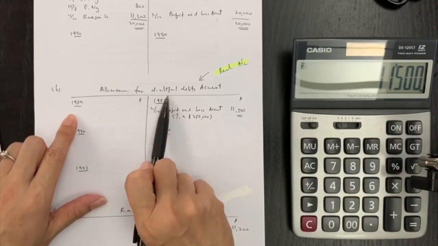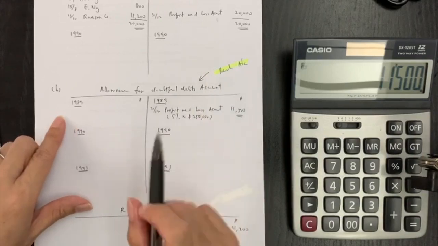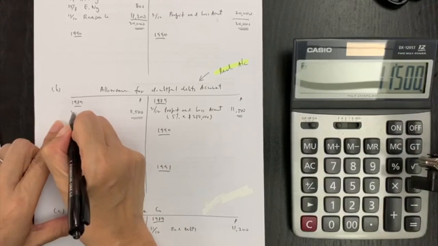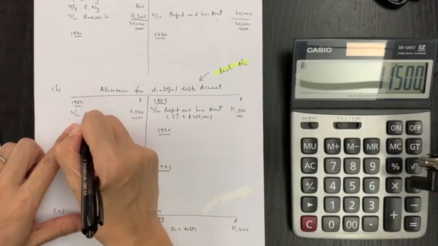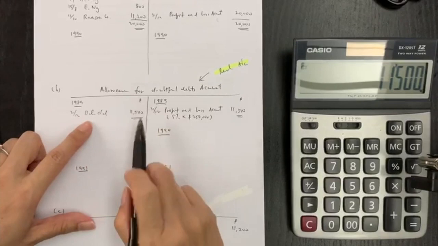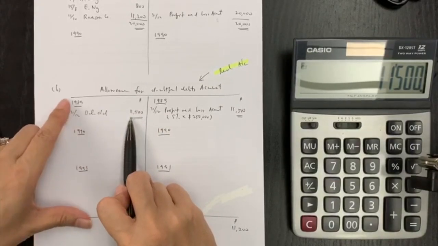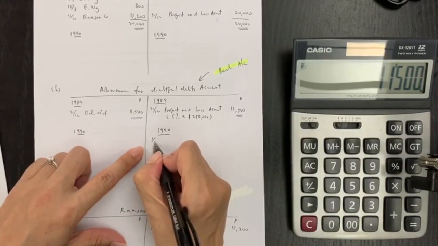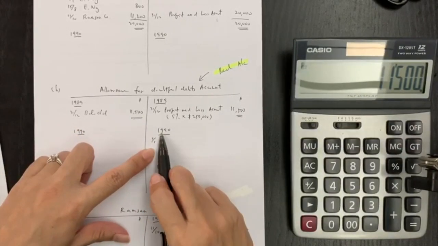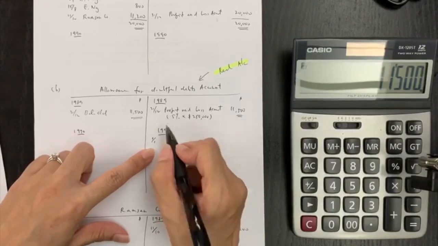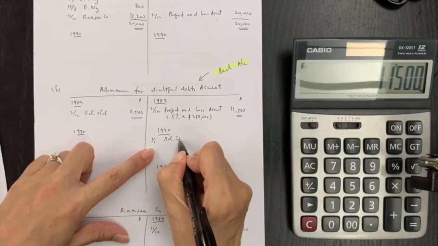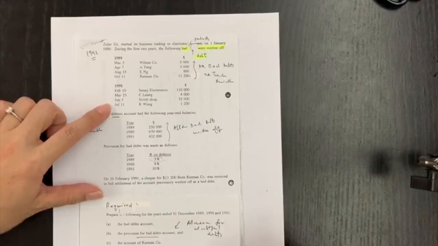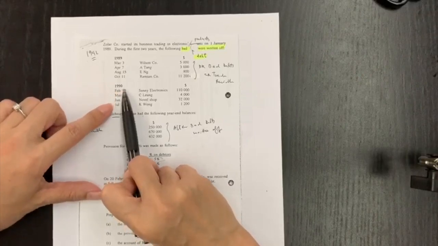So since allowance for doubtful debts account is real account, we will have balance carried down. So this is 31st December, so balance carried down, which is same as the closing balance in the first year. And this closing balance in the first year will be the opening in the next year, which is in 1990. So I put balance brought down to begin with. So I put 11,500. Okay, next we have 1990, which is year 2.